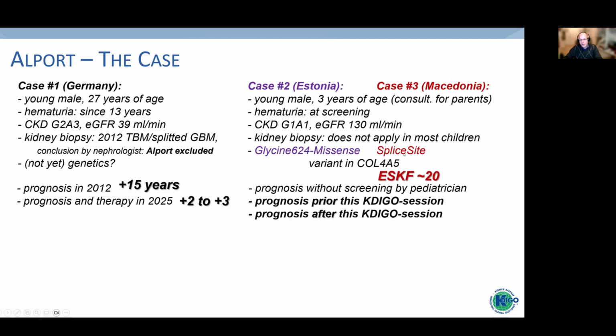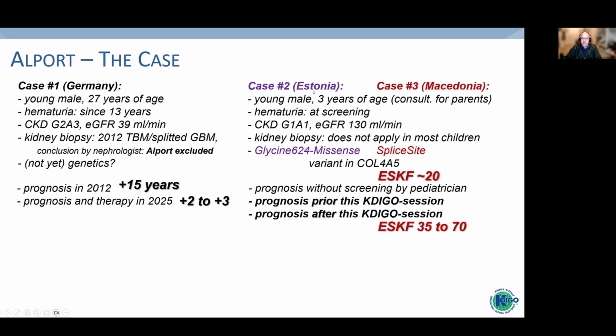We know that a severe variant, and a splice site variant would be a severe variant in this case, results in early end-stage kidney failure if untreated. But if we treat this boy from 3 years onwards with normal kidney function and without albuminuria, we estimate, or actually we know from our registry, that we delay by at least 15 years, if not longer.